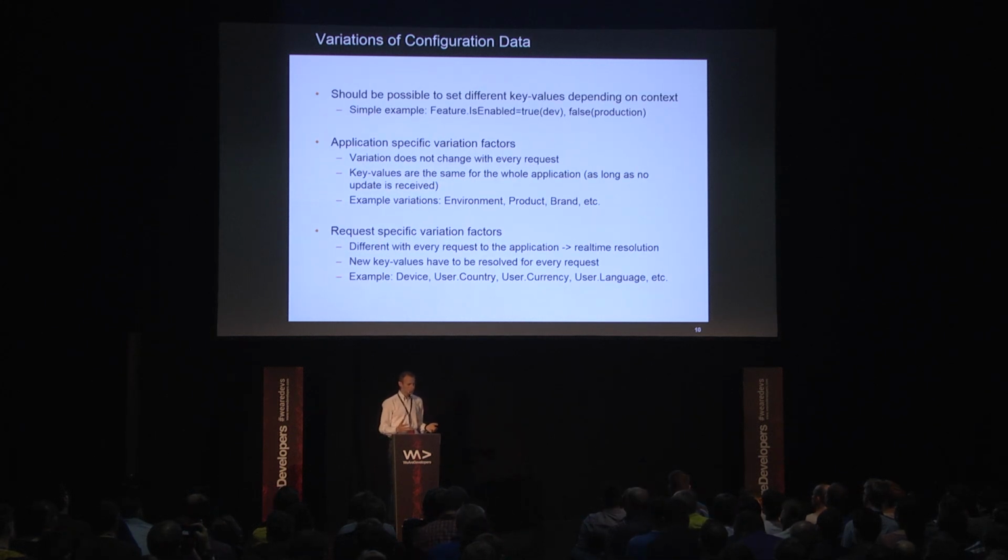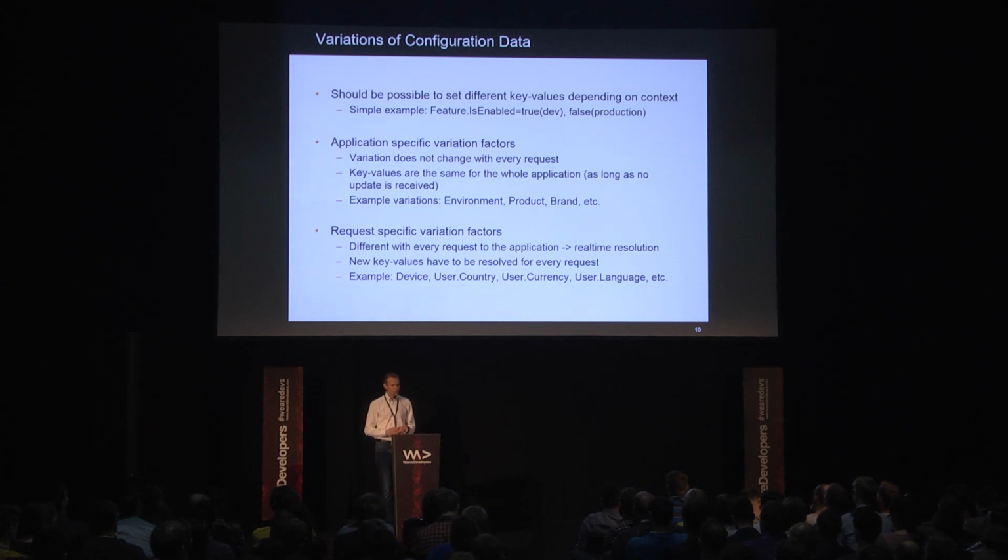So what does this variation mean? Of course, it should be possible to set different key values depending on a context. The context could be something simple like the environment. You want an item enabled on dev, you want it disabled on prod. But you might want it enabled also on prod for German customers on Party Poker, for example. So it might get very specific. So you might have a lot of different variation factors playing together.